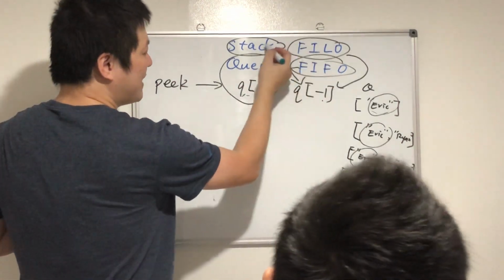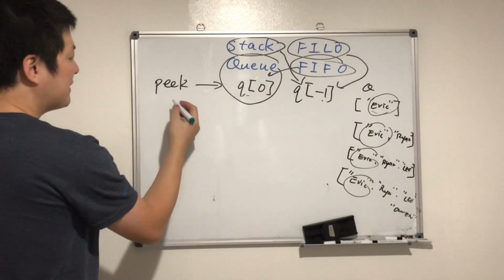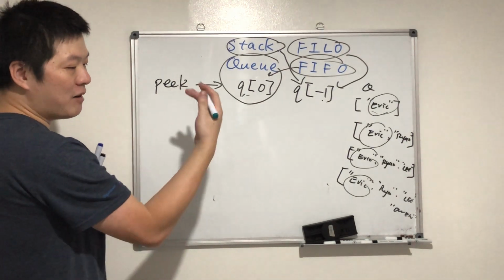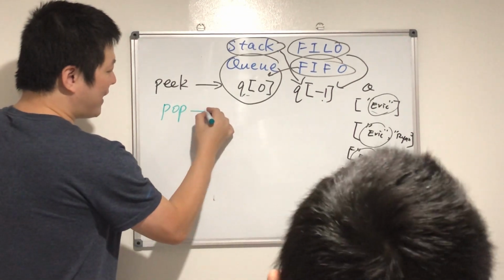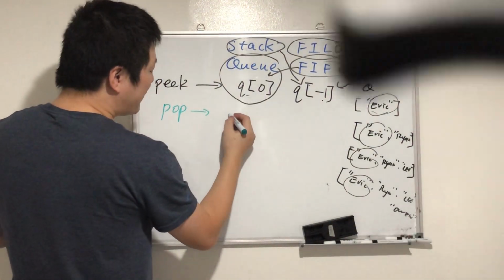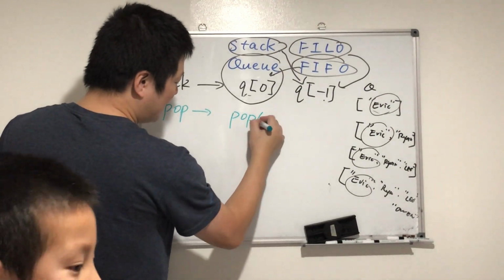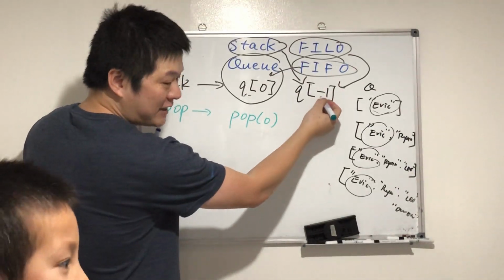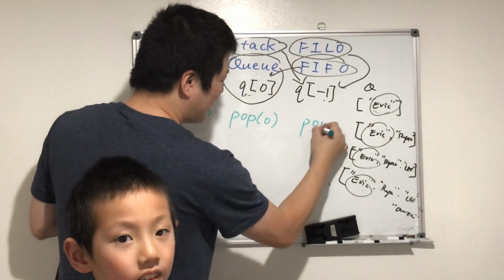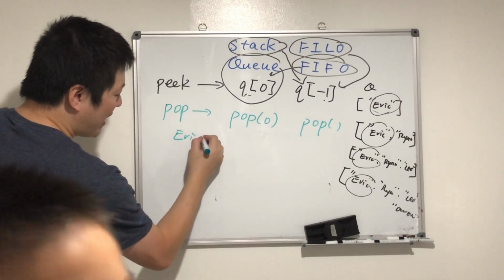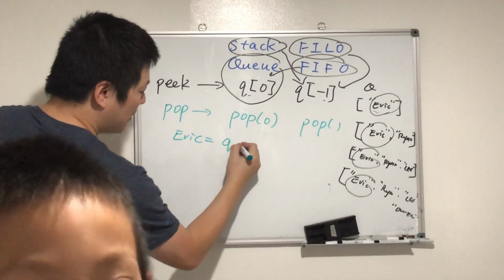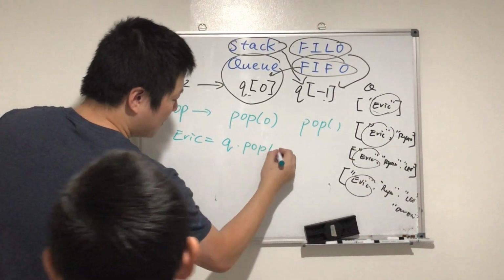First in, last out is stack. Okay, so now we want to take it out. We want to pop. In a queue, we use pop 0. And in the stack, we just use pop. Okay? Pop. So look, like Eric, I can say Eric equals q.pop(0).